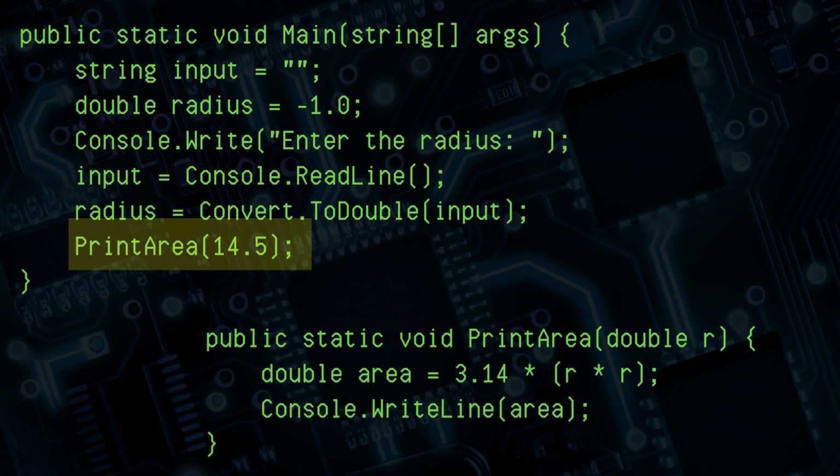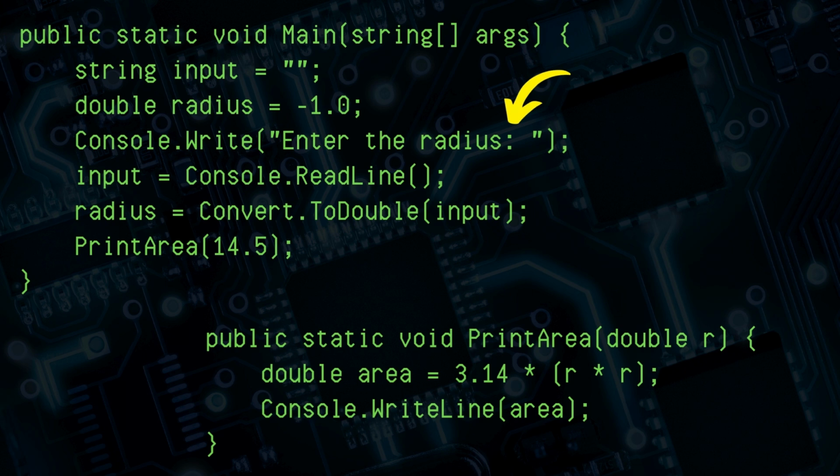So it turns out we've been using arguments all along, like when we call print or printline. The string we want to output is an argument. In our example, I've provided the numeric literal 14.5. This works and our program will execute without a problem. You can use a variable instead of a numeric literal. Now whatever value the user has input will be passed to the print area method.